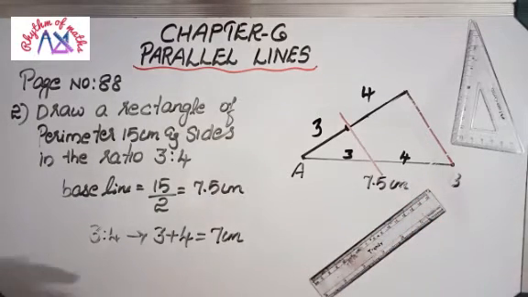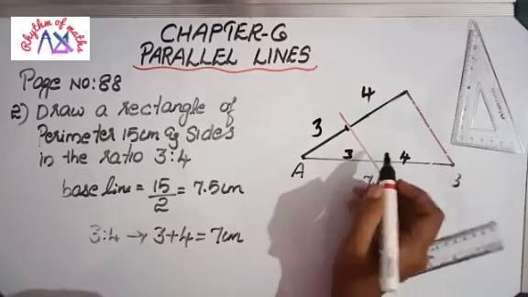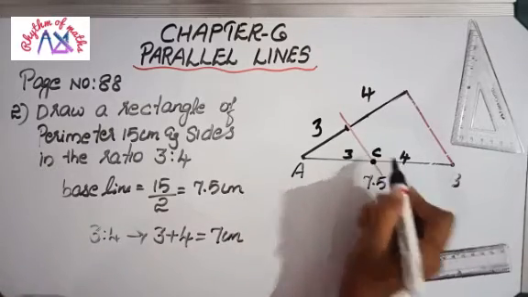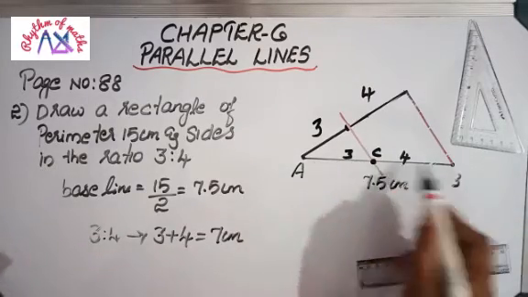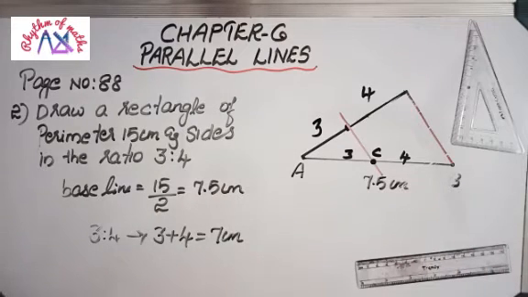Now we got 2 sides, AC and CB. By using this AC and CB, we have to draw the rectangle. Now to draw the rectangle, what is the step?